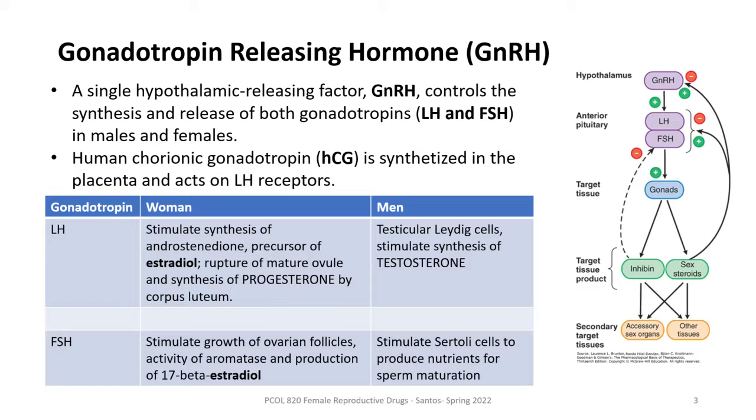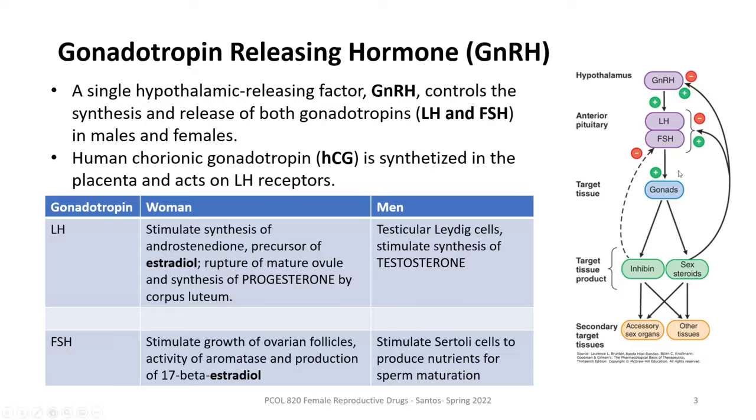So let's get started looking at this slide, where you can observe on the top the hypothalamic axis with the anterior pituitary. The hypothalamus has a single hormone, the gonadotropin releasing hormone, that controls the synthesis and the release of both gonadotropins, LH, luteinizing hormone, and the follicle stimulating hormone, in males and females. You also observe that those hormones will be targeting the gonads: in the male, the testes, and in the woman, the ovaries.